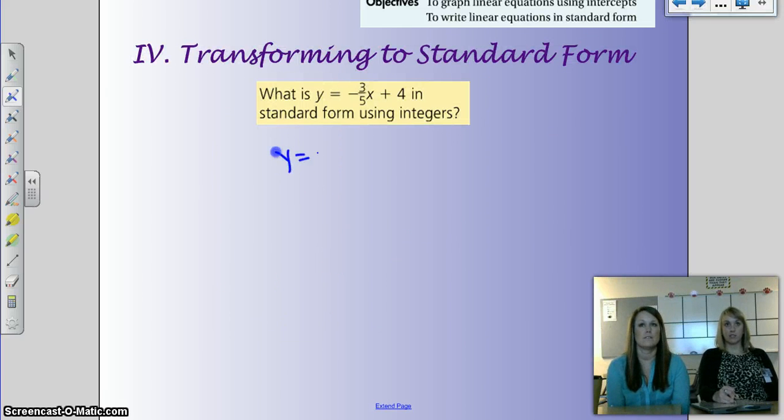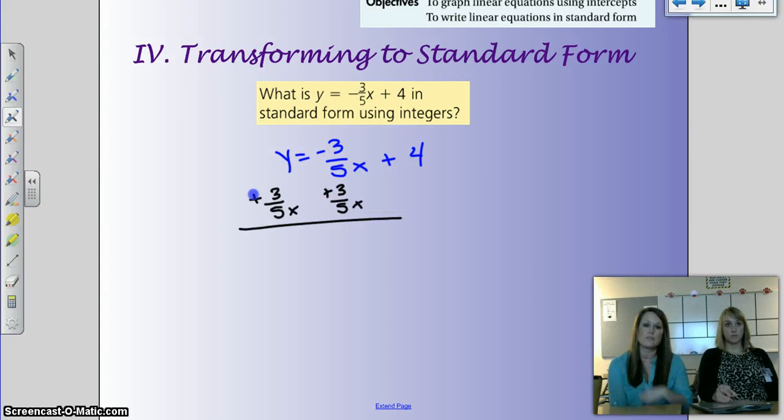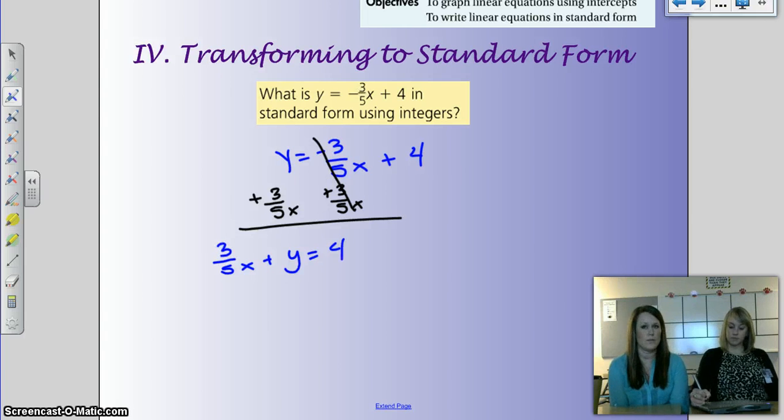This is set up exactly the same. It has 3/5 instead of 3/7. We're going to do the same thing. First, I need to rearrange it so my x is on the other side. So 3/5 x plus y equals 4.